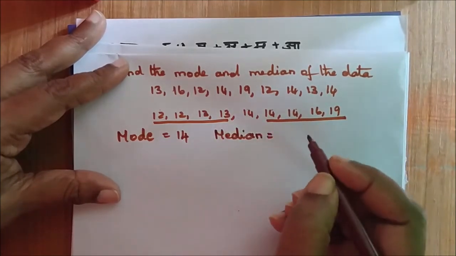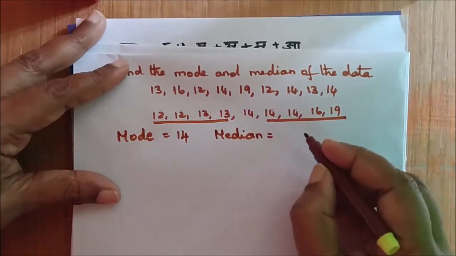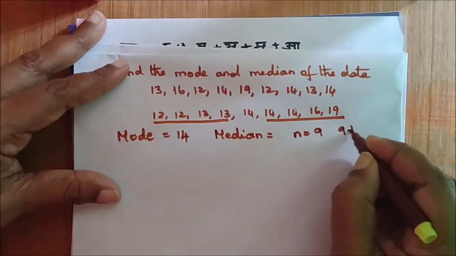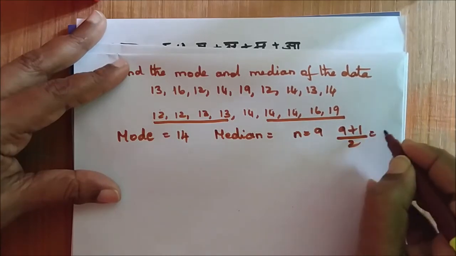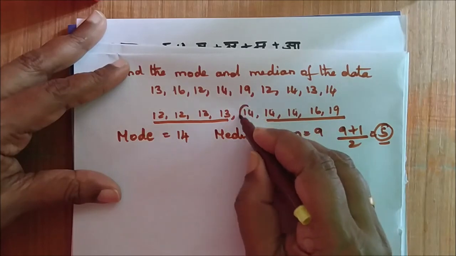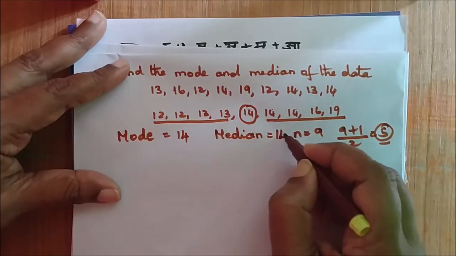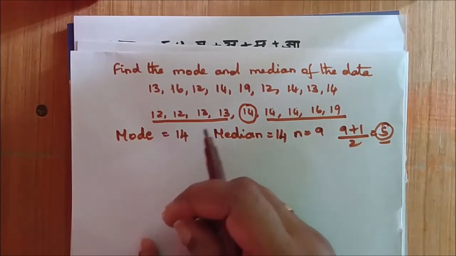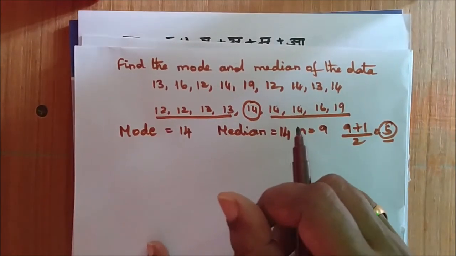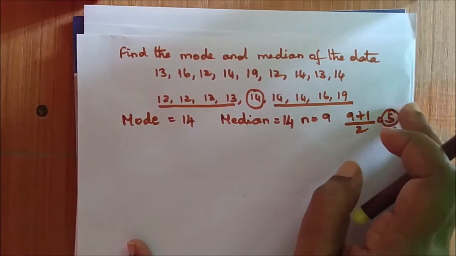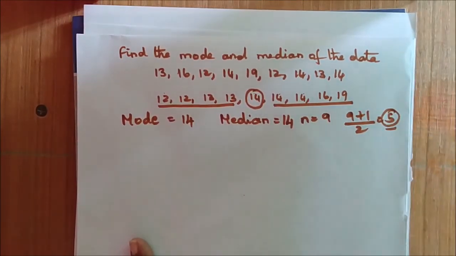Now let us calculate the median. In the case of median, how many values are we given? 9. n is equal to 9. So (9 plus 1) by 2 is equal to 5. The fifth value will give me the median, and 14 is the fifth value. Therefore, the mode and median of the given data are the same. I hope you have understood what is meant by mode and median of a given data. Thank you, friends.